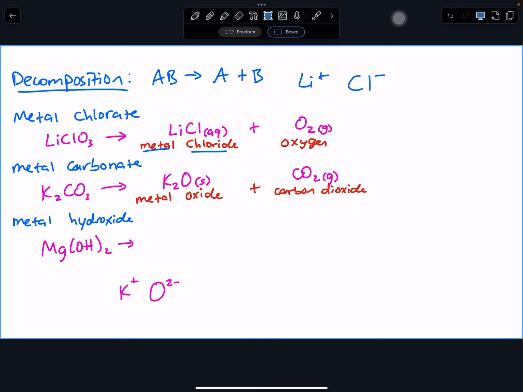Okay. So that's for metal carbonate. Metal hydroxide. And in the type we need to put decomposition? No, you don't. You only write decomposition. You don't have to put the type. Metal oxide and water is what this one decomposes into.